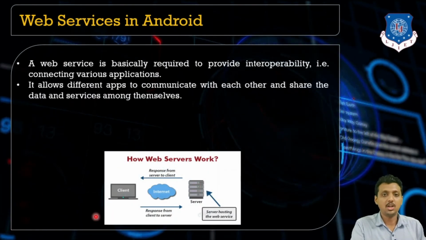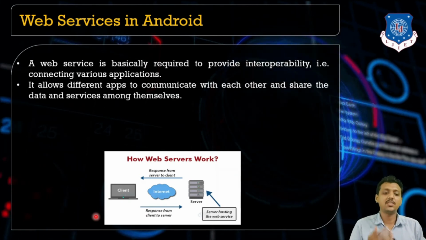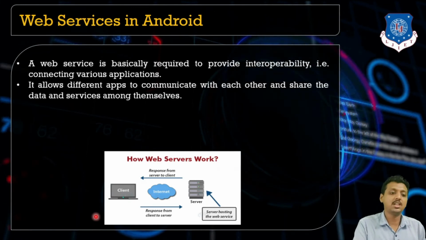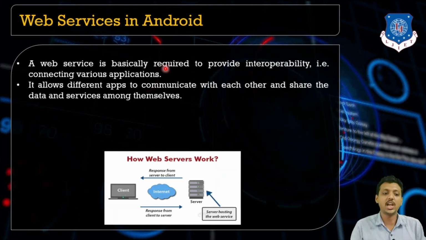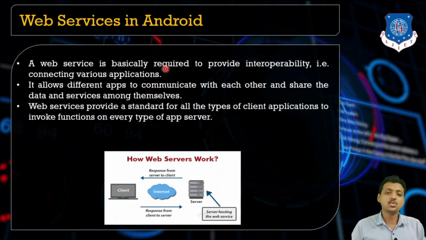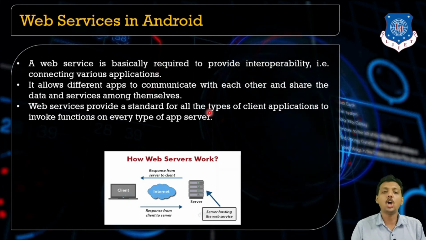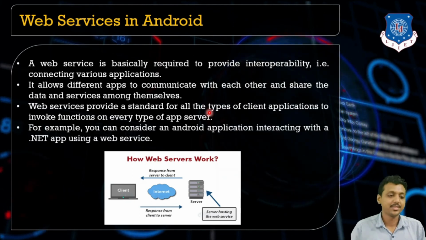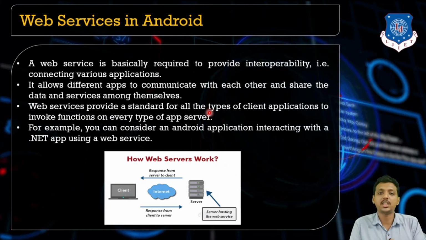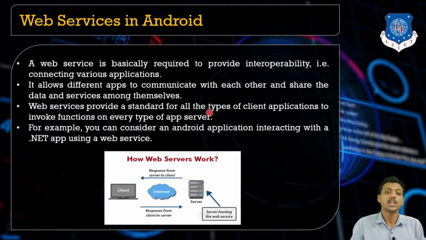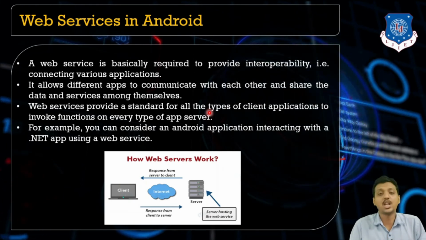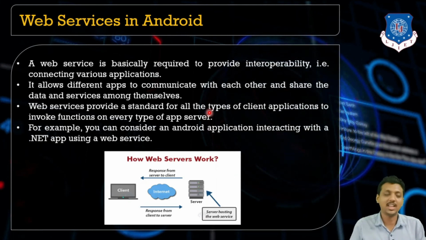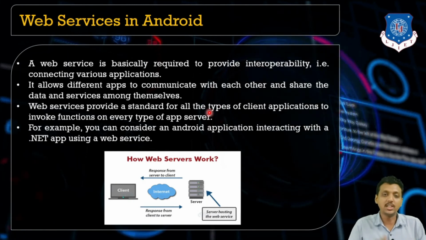this is another example. I'm going a little bit deeper into web services. A web service is basically required to provide interoperability between two different applications, and it allows different apps to communicate with each other and share data and services among themselves. Here, students, web services provide a standard for all types of client-based applications to invoke functions on every type of server. For example, consider an Android application interacting with a .NET server where the programming languages are different. Still, they can communicate with each other, transfer data, utilize the information, and educate the user. Because at the end, our app's purpose is to educate or entertain the user.